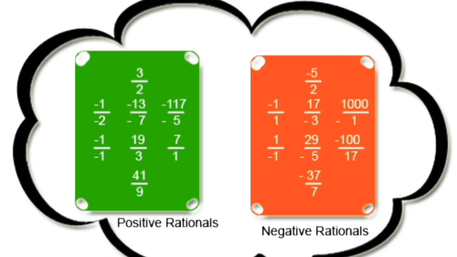If both numerator and denominator of a rational number are either positive or negative, the rational number is said to be positive. See the green color, that is 3 by 2, both are positive numbers. Another example, minus 1 divided by minus 2, both the numerator and denominator are negative. This is called a positive rational number. And a negative rational number is, if either numerator or denominator of a rational number is negative, the rational number is said to be negative. See the example, minus 5 divided by 2.